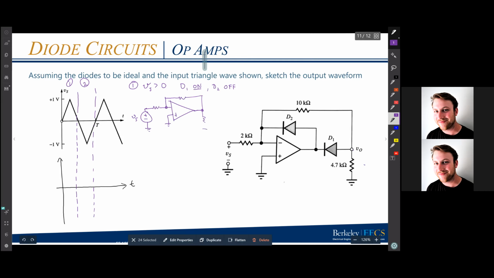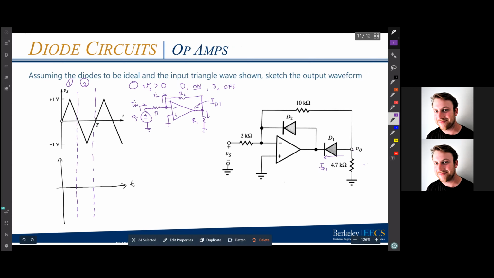I just get something like this. Now, if I think about the current flow, VS will cause IN to flow this way. We know that IN has to flow through the feedback network because no current can flow into my op-amp inverting terminal. And then that IN will split between RL here and the op-amp output. And that component of IN going this way, call that ID1, is a current flowing through D1 in the direction we expect. And so this assumption is right.